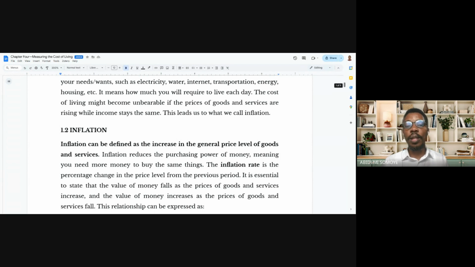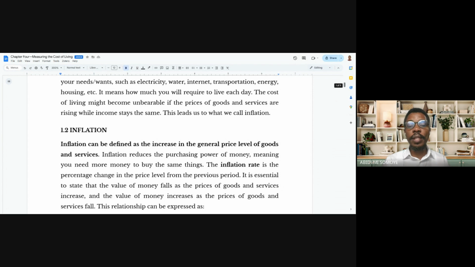At the beginning, when I was talking about cost of living, I said that the cost of living might become unbearable if the prices of goods and services are rising while income stays the same. In that case, it means that you have to spend more money on the same goods that you usually buy at a lesser amount. And if your income is not increasing, we could say that your purchasing power is decreasing. You, as a person, cannot buy as much as you want to meet your needs. So, inflation reduces the purchasing power of money, meaning you need more money to buy the same things.